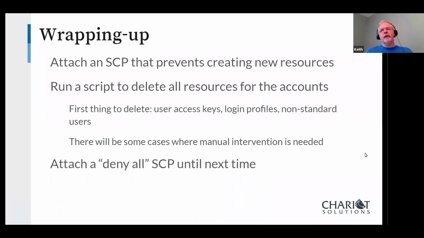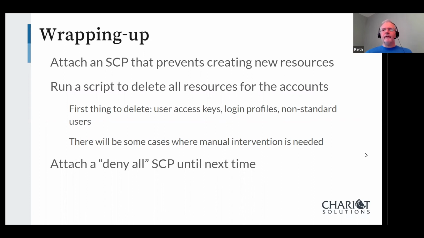You're going to do your workshop. Wrapping up, everybody leaves. Before you leave, before you tear down, put on an SCP that prevents creating new resources. And then have scripts in hand, and we've got some that may end up being a GitHub example, to delete all of the resources that were created.